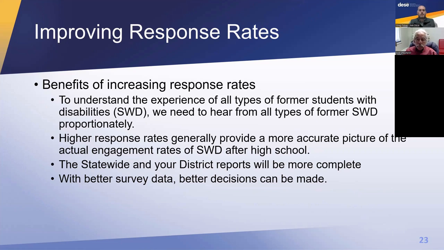Improving response rates. To understand the experience of all types of former students with disabilities, we need to hear from all types of students, proportionally, ideally, and also all exit types and across the demographic characteristics. Higher response rates will generally provide a more accurate picture of the actual engagement rates. The statewide and your district reports will be more complete and more useful. We do now have a district report that you will be receiving next year for your local use. So the more students you interview, the more students will be in that report. With better survey data, better decisions can be made on the state, local, and regional level.